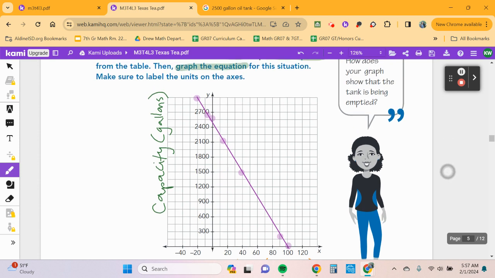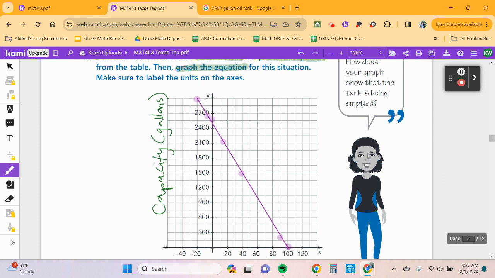Also, we can clearly see our starting and our end point. Our starting point when our tank was full was 20 minutes ago. And then 100 minutes later, our tank was empty. Now, I do want you to think about this question here. It says, how does your graph show that the tank is being emptied? What do you notice? I want you to take this time to talk with your neighbor about that.